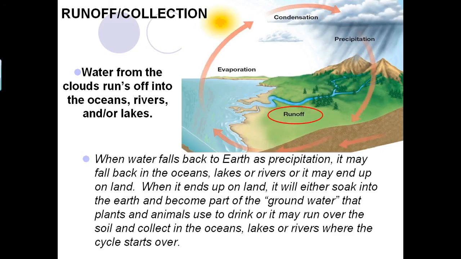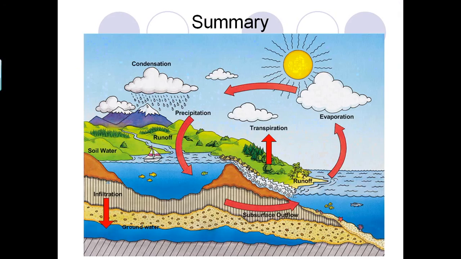So runoff or collection is basically where the water from precipitation runs back over the land and then just spills back into the rivers, lakes, and oceans. To sum up the water cycle, look at the picture that's provided here for the summary. Make sure that you understand what evaporation is, what condensation is, precipitation, and runoff.